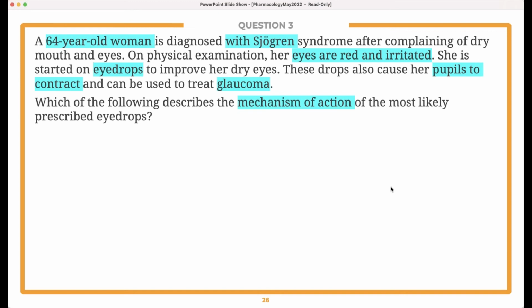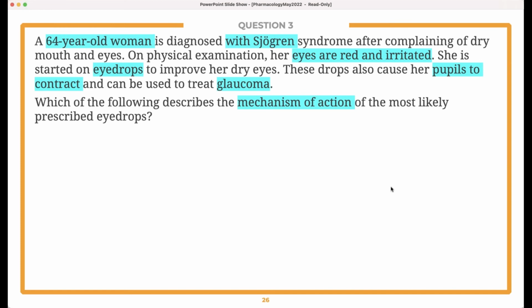So we've got a 64-year-old woman diagnosed with Sjogren's syndrome. She complains of dry mouth and eyes. Her eyes are red and irritated. They give her eye drops, and these drops cause her pupils to contract, and it can be used to treat glaucoma. So what's the mechanism of action of this drug?